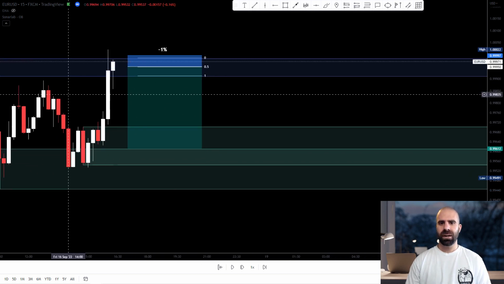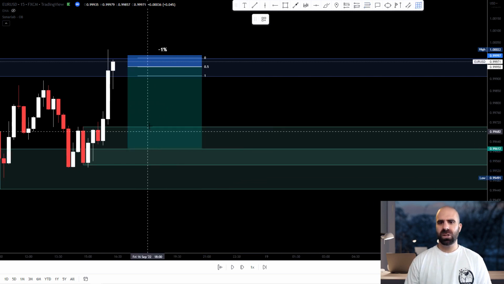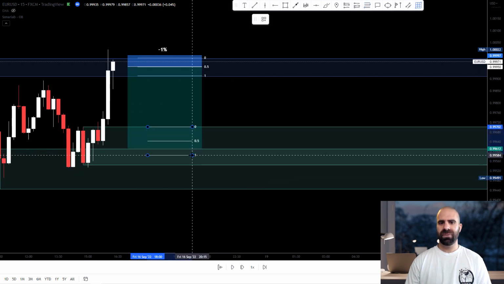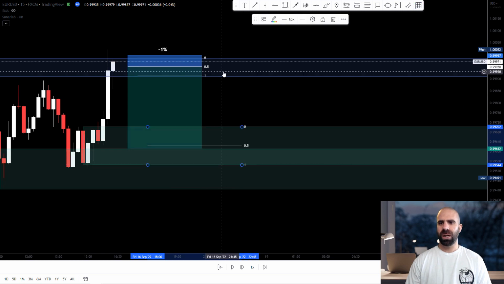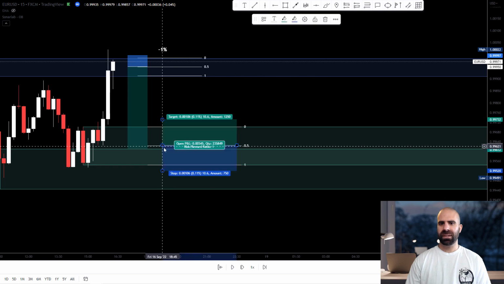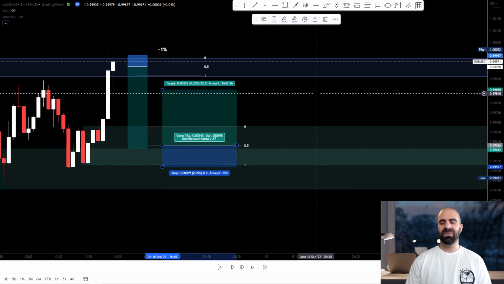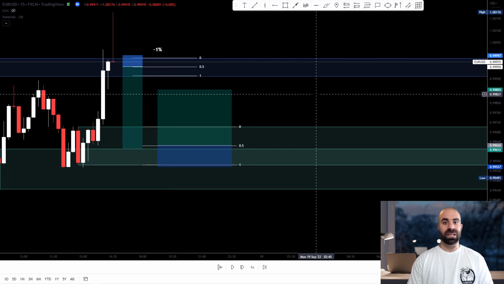Now you can see here that it has indeed identified this whole order block right here. As I said, I'm going to be placing my trades on the 50% level. So I have this whole area and I'm going to be placing my trade at the 50% level exactly right here, and I'm going to be targeting whatever the next order block is going to be.